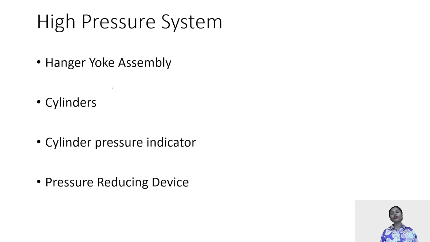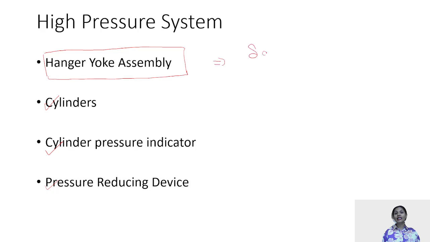These are the components of the high pressure system: your cylinders, your cylinder pressure indicator gauges, and your pressure reducing regulators. This part, hanger yoke assembly, is another very important part of the high pressure system and also a safety system of your high pressure. Half of this hanger yoke assembly is present on the anesthesia machine and half is present on the cylinder.